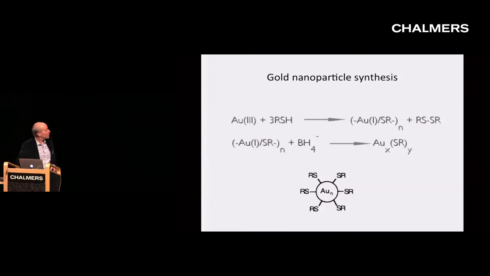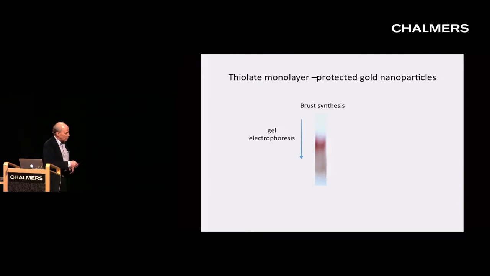Now, the problem, as I have said, is that the product of Brust synthesis is a heterogeneous mixture. Here you see the particles separated on the basis of size by gel electrophoresis. We undertook a systematic variation of the conditions of synthesis. We actually tried all commercially available thiol compounds. We tried literally hundreds of combinations of gold and thiol concentration, time, temperature, what have you.